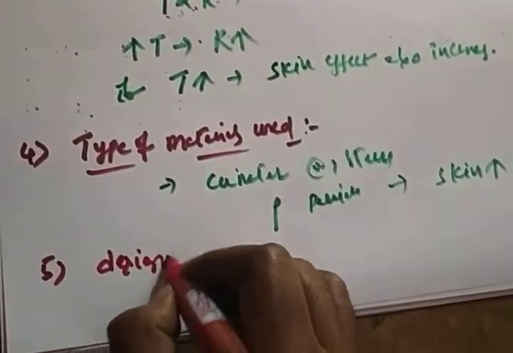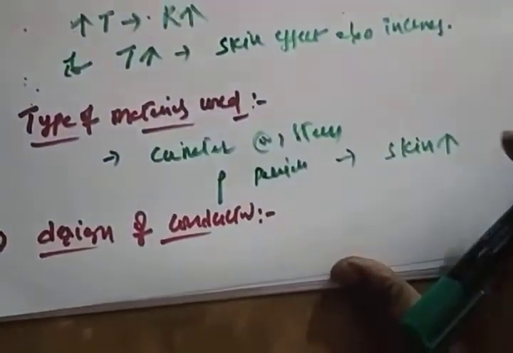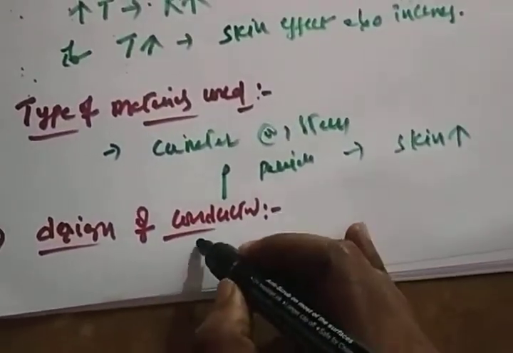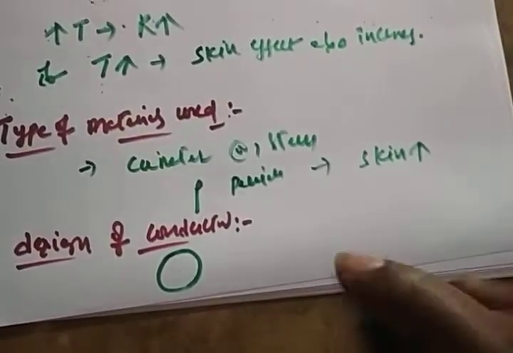Next, the fifth one is the design of a conductor. What is the design of the conductor? If you take a solid conductor, that means you don't have any layers, only a solid circular conductor, then definitely the skin effect is increasing.